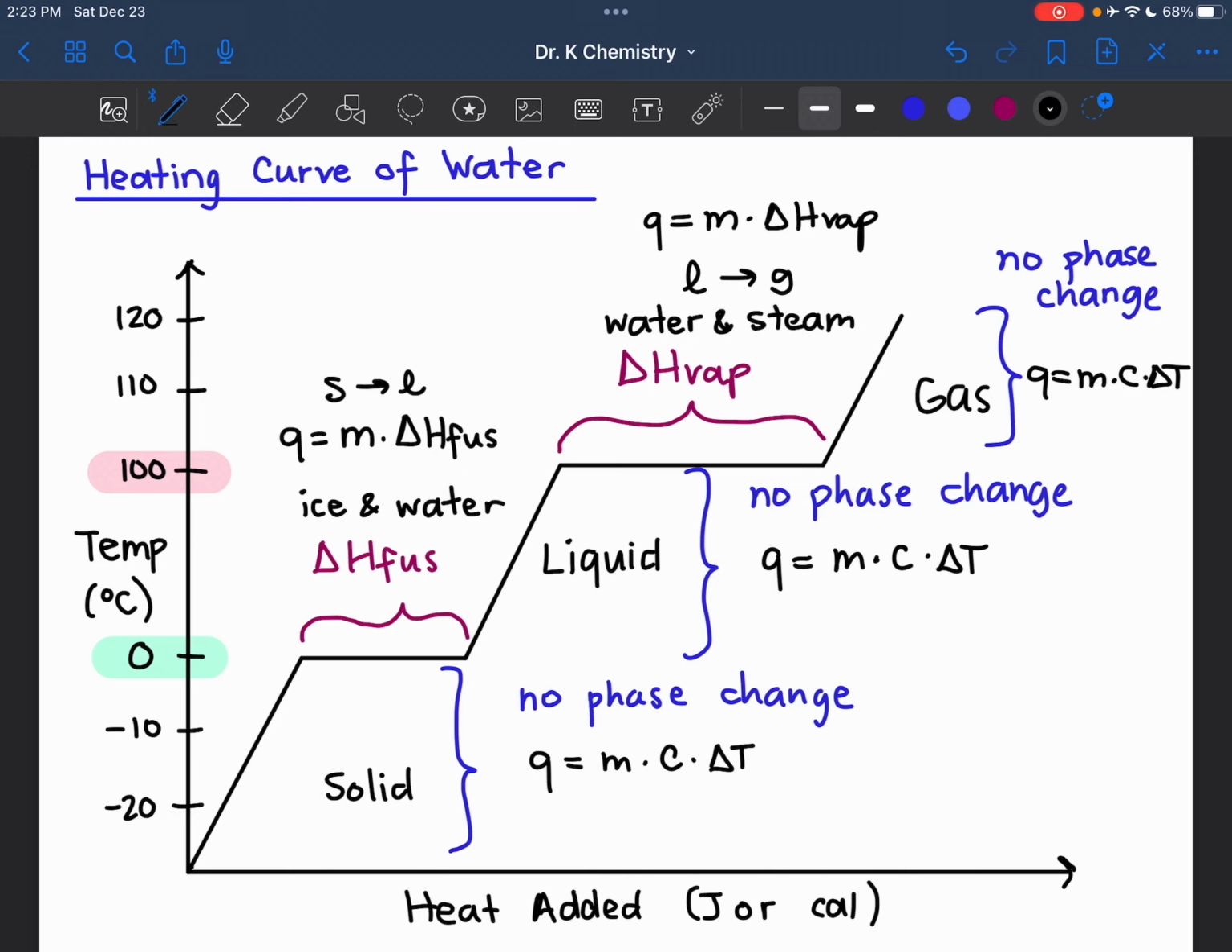So this is the process for figuring out where you are in the problem. And whenever you're doing these type of phase change calculations, I recommend sketching out a heating curve of water and trying to track where are we in the process, because that will help you dissect which equations you need.